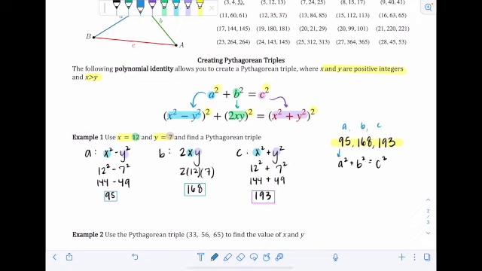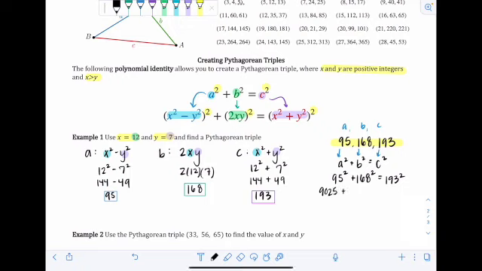So 95 is going to go in for a, so if we put 95 in for a, it'll become 95 squared. And then 168 will go in for b, so 168 squared. And then 193 will go in for c, so it'll be 193 squared. Notice the squared parts stay each time. It's just a part of the formula, and we're just substituting in a, b, and c. And now we just want to simplify and see if the left side equals the right side. So 95 squared is 9,025.